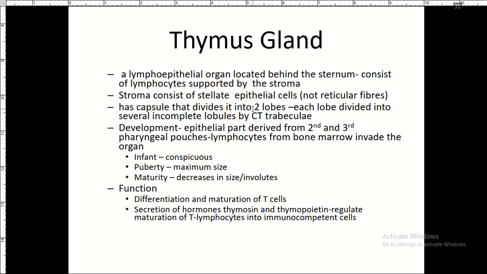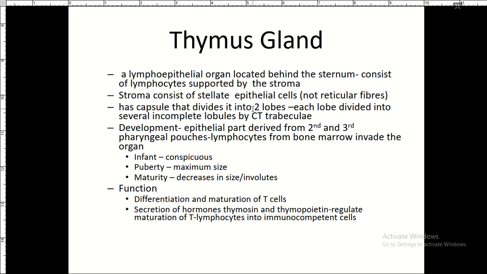The thymus has a dual origin. Since we said it's a lymphoepithelial organ, the lymphoid part of it, the T cells, comes from the mesoderm. But the epithelia comes from the second and third, some say the third and fourth, pharyngeal pouches of the endoderm.